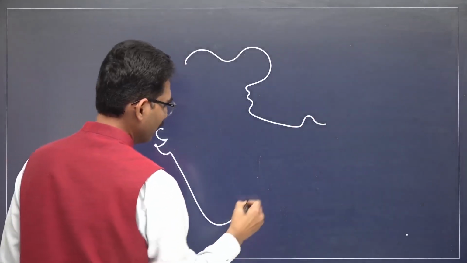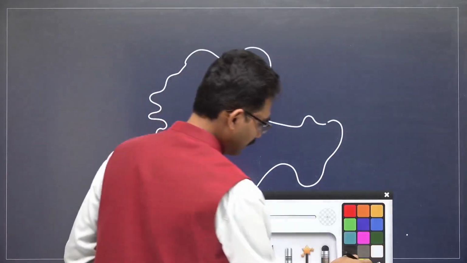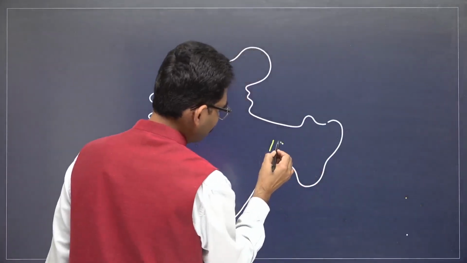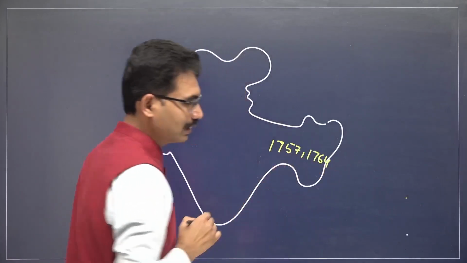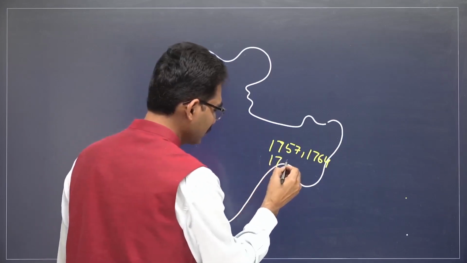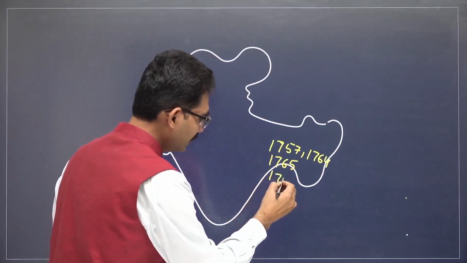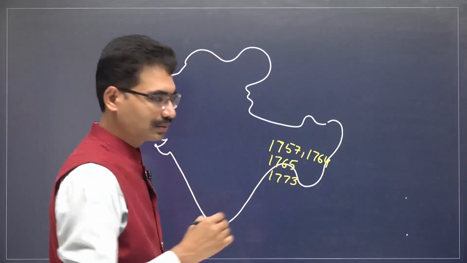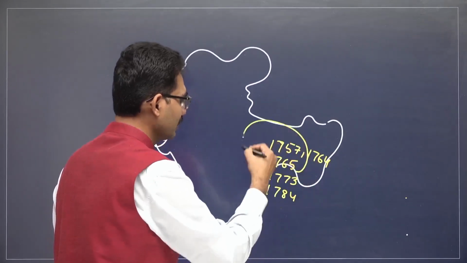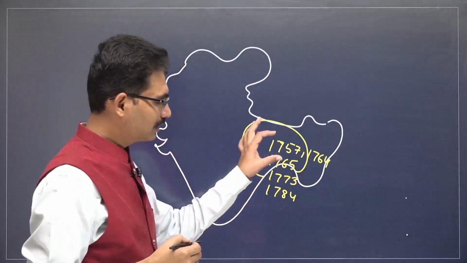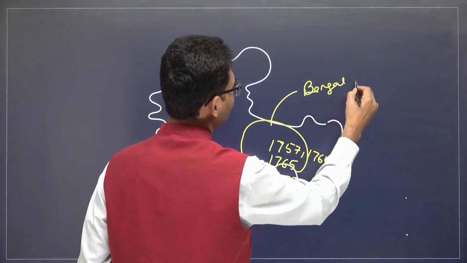Now, I am going to give you the timeline. You yourself can understand how they have conquered different territories. In 1757, Battle of Plassey took place. 1764, Battle of Buxar took place. 1765, dual governance. In 1773, with the Regulating Act, tried to regulate, and in 1784, when it comes to the Bengal presidency, it is getting more powers. This is Bengal presidency.